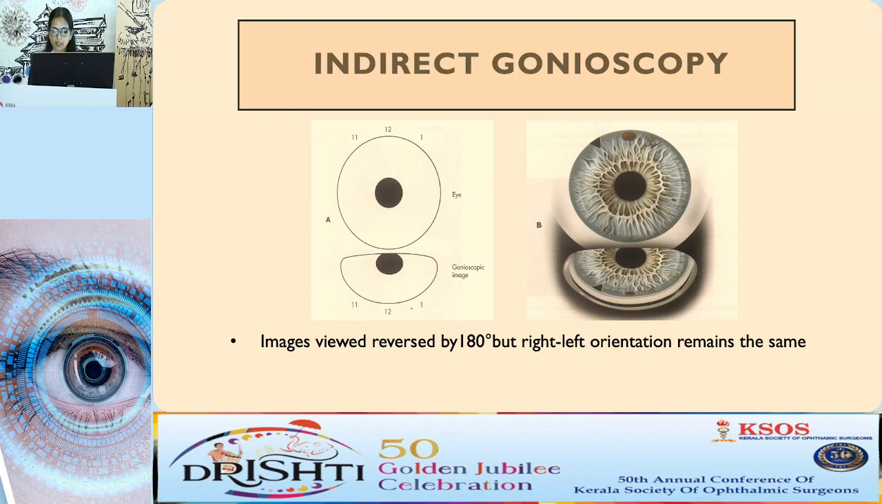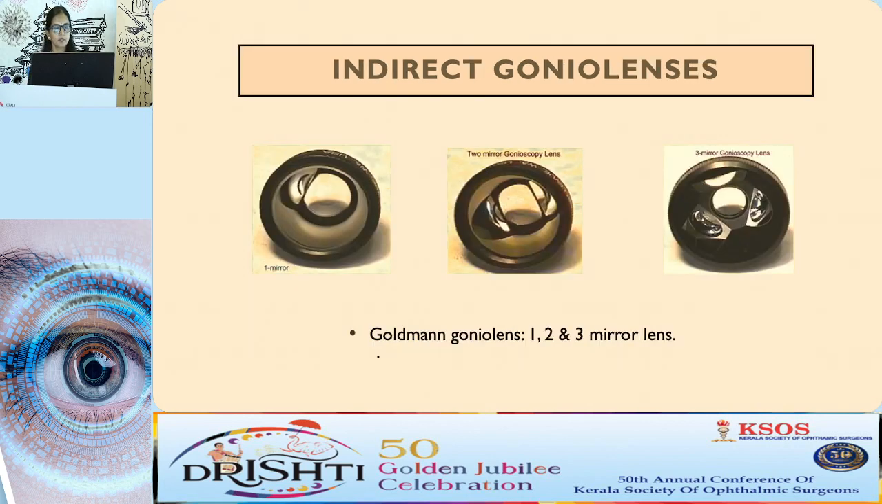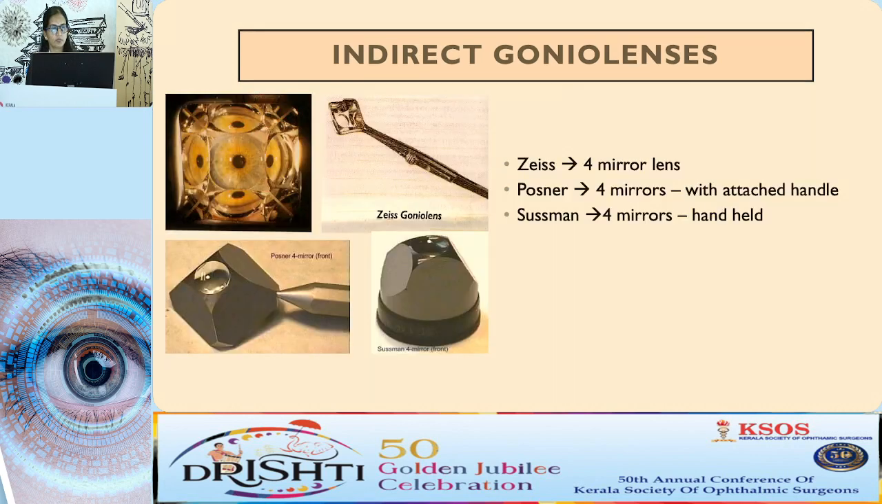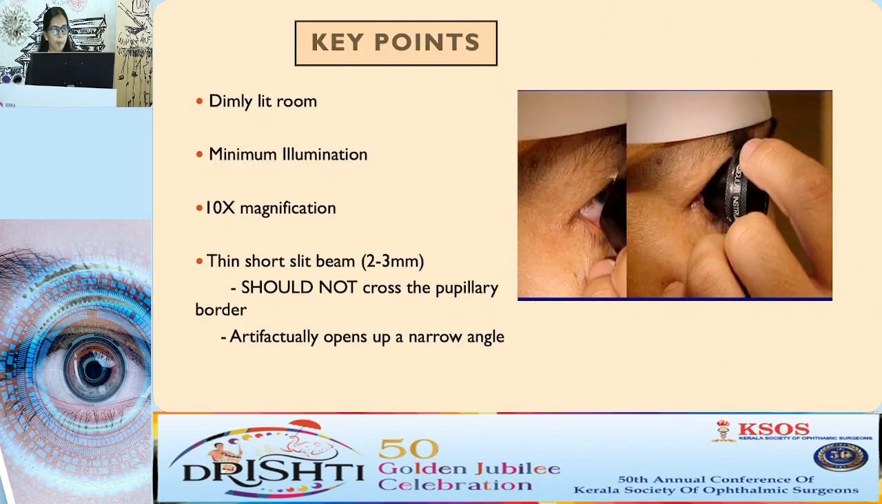From the figure, you can see that the pigmentation at the 12 o'clock is seen at the inferior mirror at the 6 o'clock position, but the PA is seen on the same side. These are the indirect gonio lenses, Goldmann. We usually use the Goldmann 2-mirror lens, which has got a flange, and it is used for manipulative gonioscopy also. These Zeiss, Posner, and Sussman, they are mainly used for indentation.